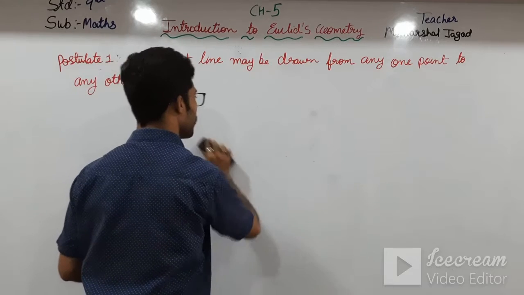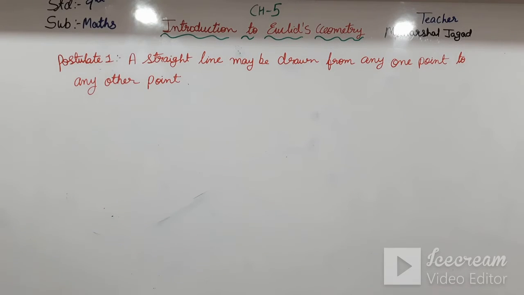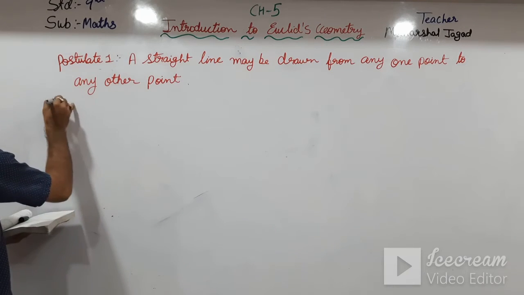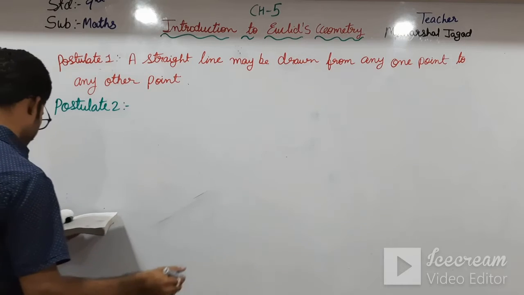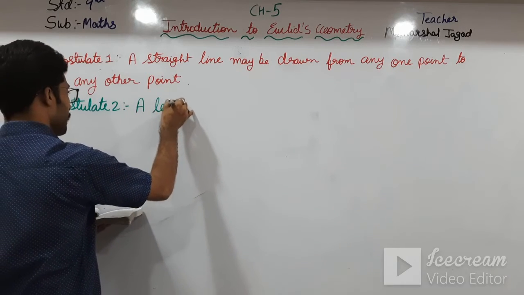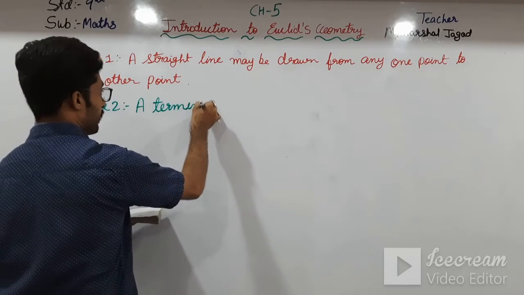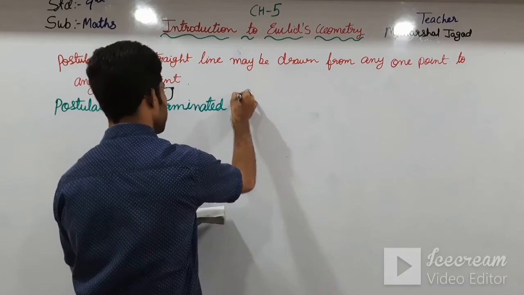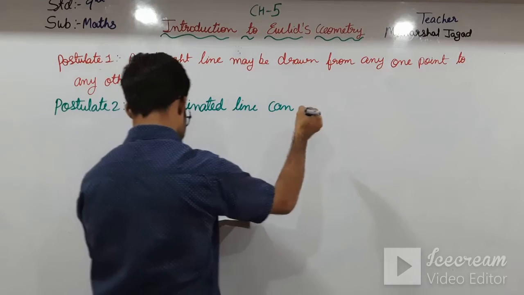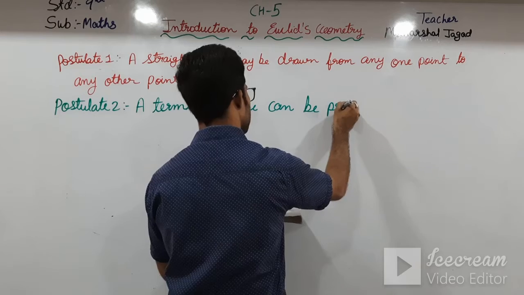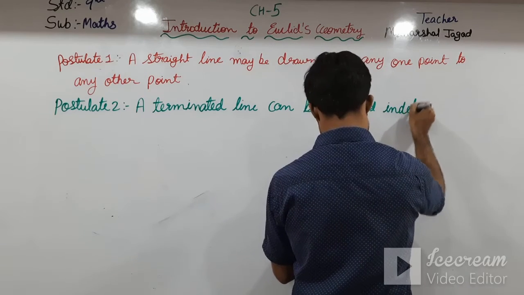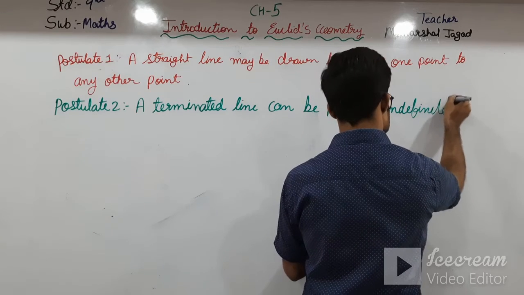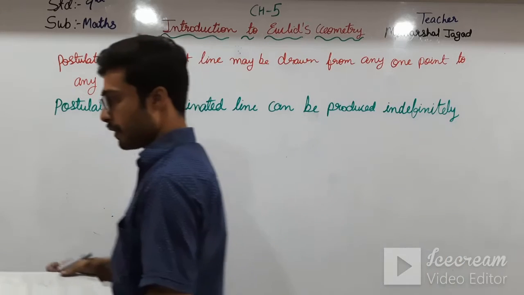So what is postulate number 2? Let us write it on the board, students. Postulate number 2: a terminated line can be produced indefinitely. Okay, students, it can be produced indefinitely.